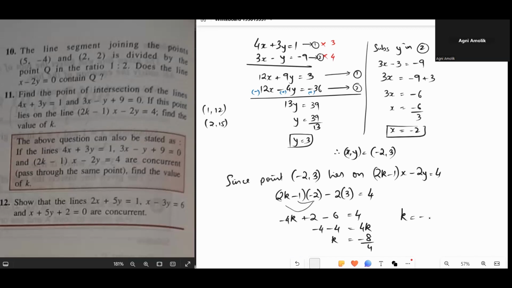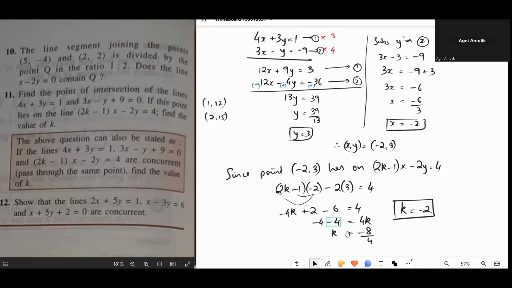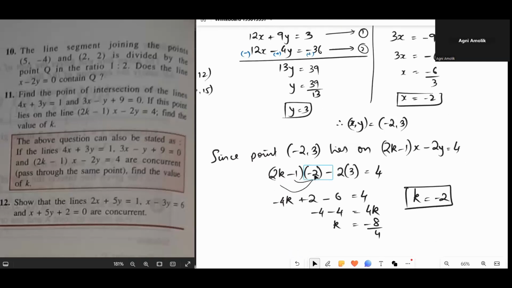K is equal to minus 2. Don't copy down. I skipped steps. You don't skip any step. Just compare to see if your answer is coming correct. I don't know if you did this correctly.